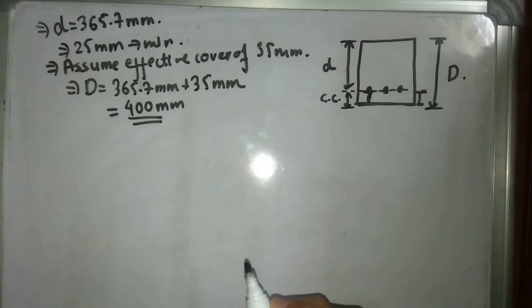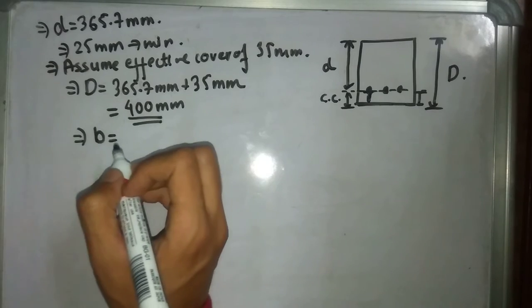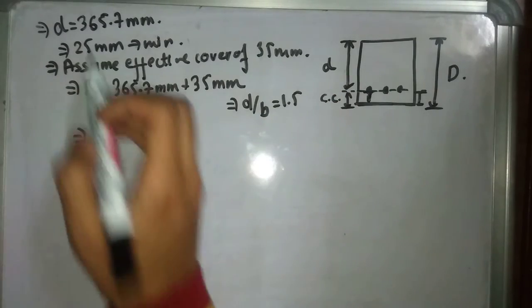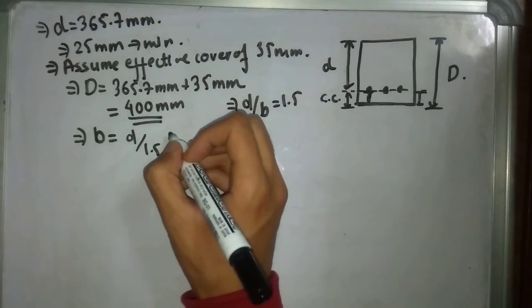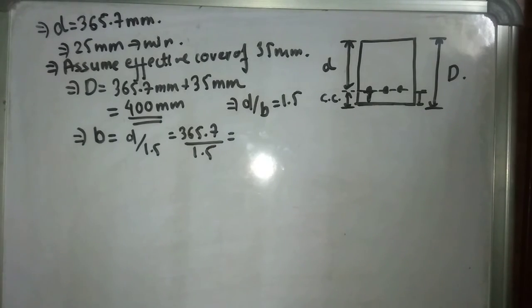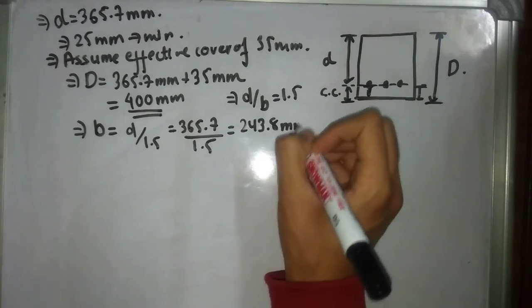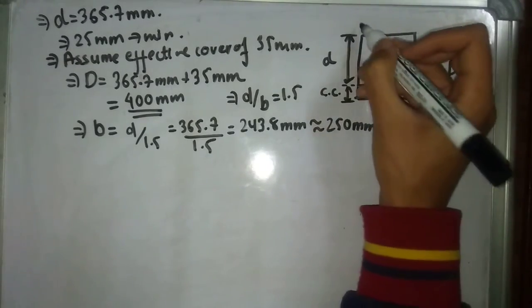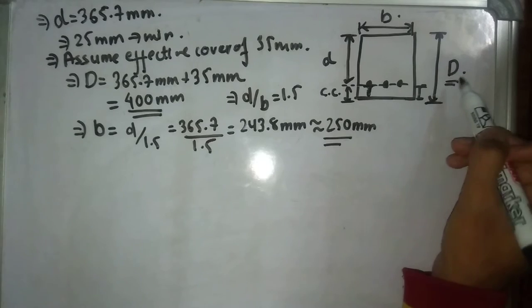So after finding out the value of D, I can find my value of B as well. As we assumed before, we assumed the ratio of D by B as 1.5. I've already found the value of D, so my value of B is going to be D divided by 1.5. That is 365.7 divided by 1.5, and it's going to be equal to 243.8 mm, and we are going to assume this to be nearly equal to 250 mm. So right now I found my B as well. My value of B is 250 mm, while my value of D is going to be 400 mm.